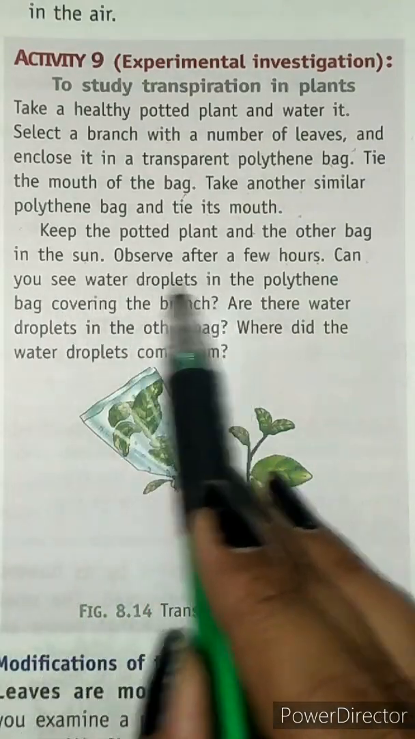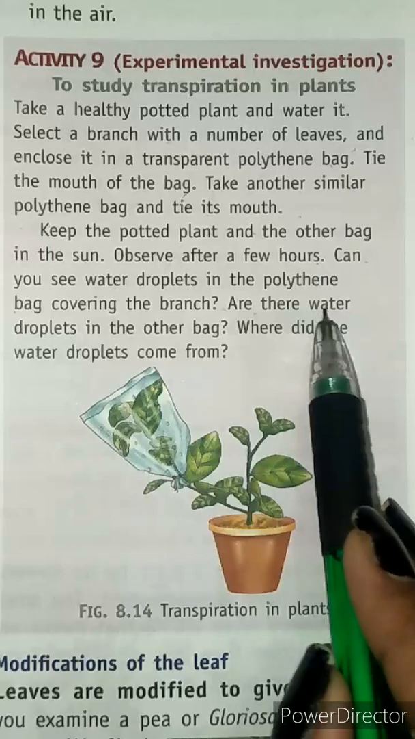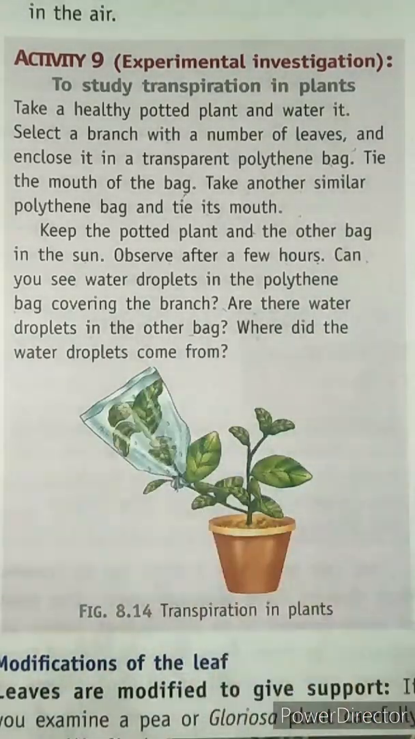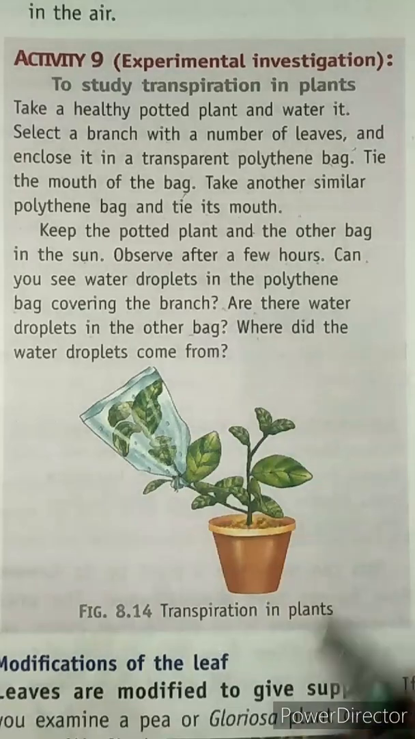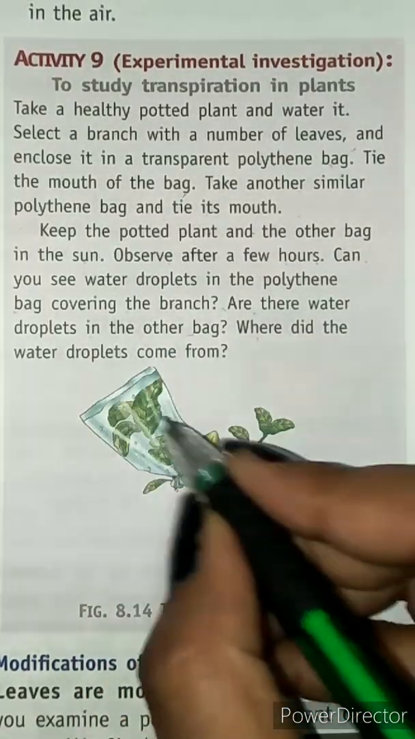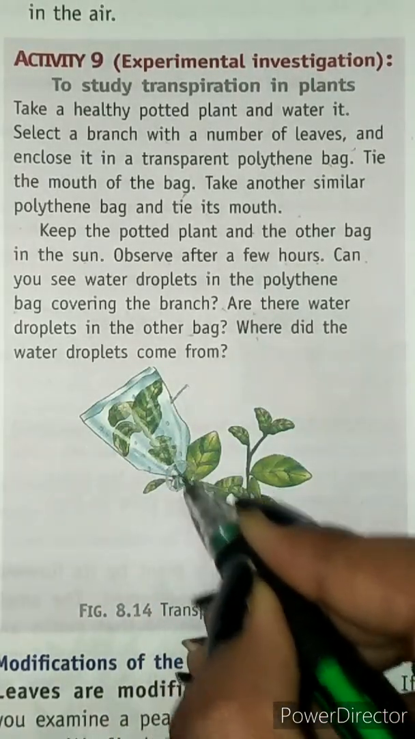Can you see the water droplets in the polythene bag covered by the branch? Are there water droplets in the other bag? So where did the water droplets come from? So students, in this activity, first of all you need to take a potted plant and cover its branch with a number of leaves with a polythene and then tie its mouth.